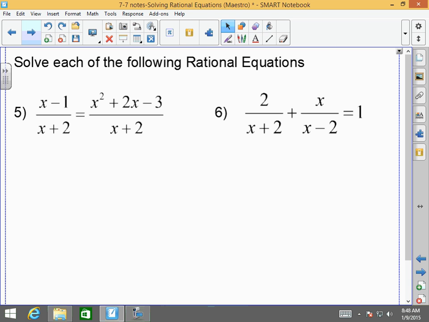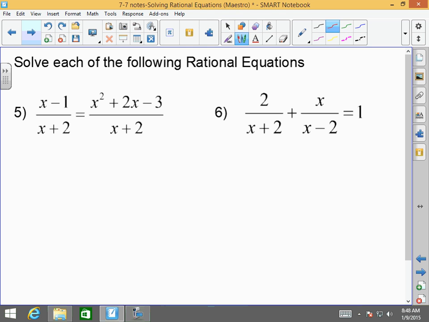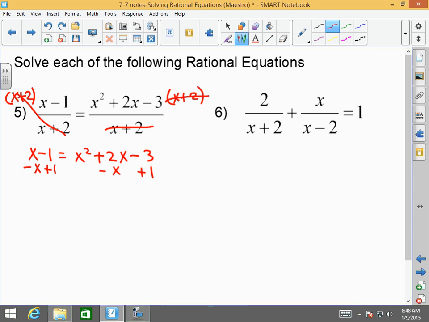Next. Okay. Let's see what we got here. Solve each of the following rational equations. Okay. What's the LCD here? So I'm going to multiply x plus 2 to both sides. Cancels. Cancels. So I've got x minus 1 equals x squared plus 2x minus 3. Subtract x and add 1. Subtract x and add 1. So I've got 0 equals x squared plus x minus 2.